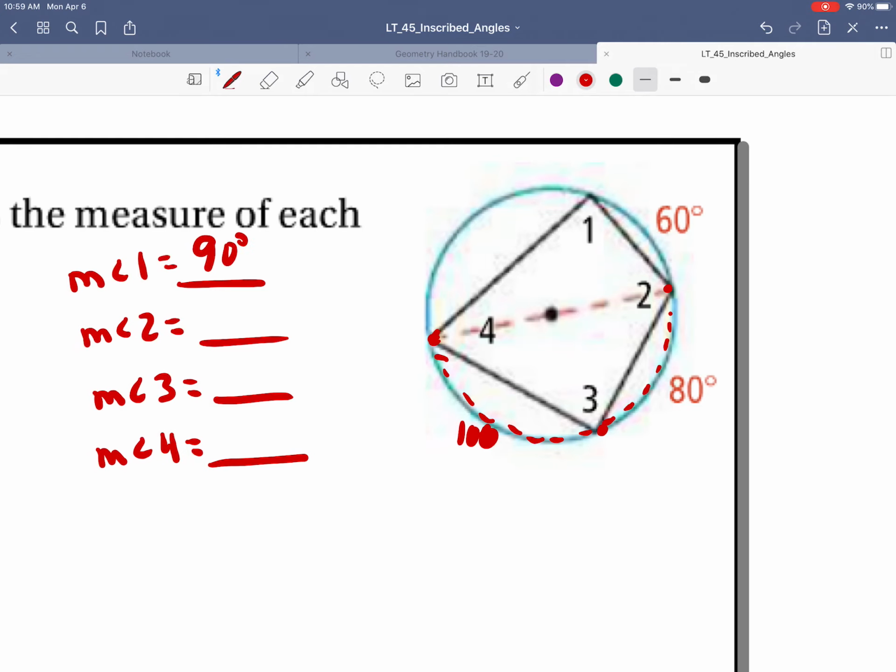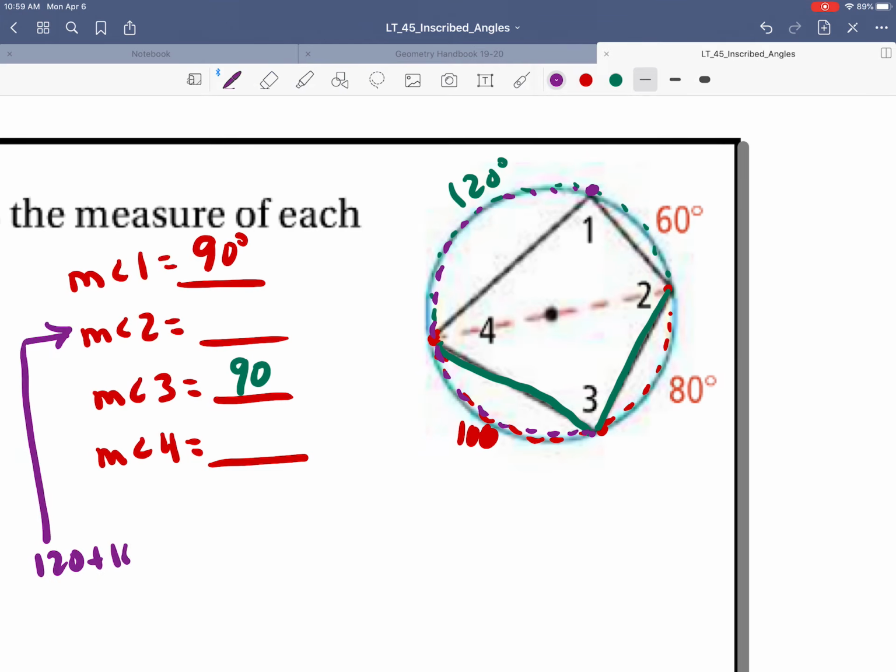You can see that 3 also opens up to a diameter. So angle 3 must also be 90 degrees, making this 180. So this must be 120 over here, because the 60 and the 120 must equal the 180. So angle 2 is going to be opening up to this arc. So we add those two together. For angle 2, we're going to add 120 plus 100 and then divide it by 2. So we get 220 divided by 2, 110.